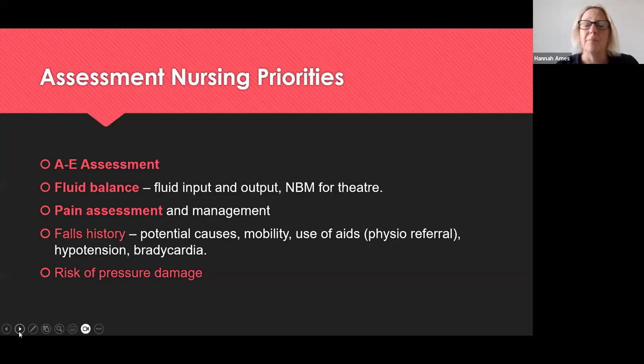Pain assessment and management is very important. Sometimes the patient hasn't got any pain in your assessment station. This throws nurses off because they've had some good pain relief maybe in the ambulance or prior to you arriving. So don't be thrown if there's no current pain, but the patient can be at risk of pain.